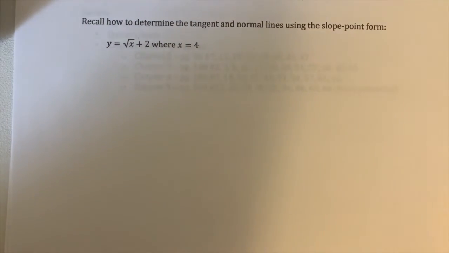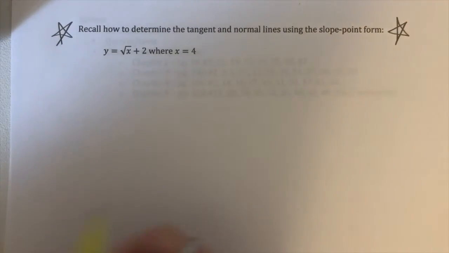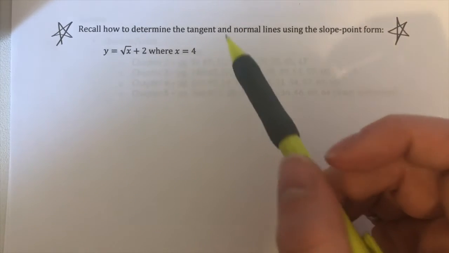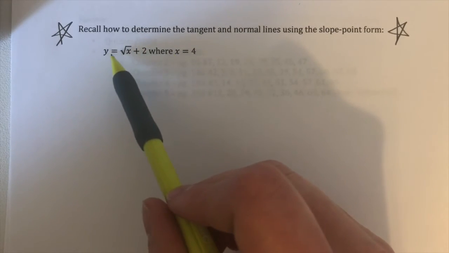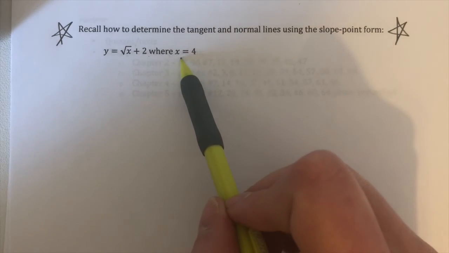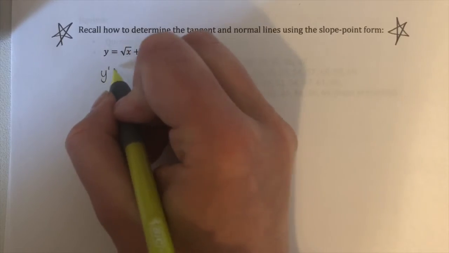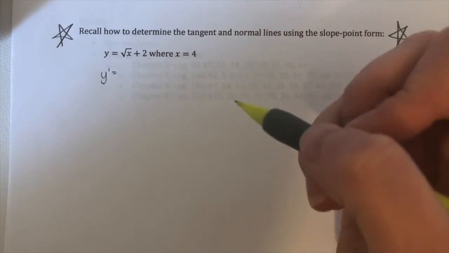Okay, recall how to determine the tangent and the normal lines using slope point form. These are a good question to know how to do. Okay, so we want the slope point form for root x plus 2, where x is equal to 4. Okay, so the first thing that we want to do is figure out what the slope or the derivative is, because that tells us the slope.